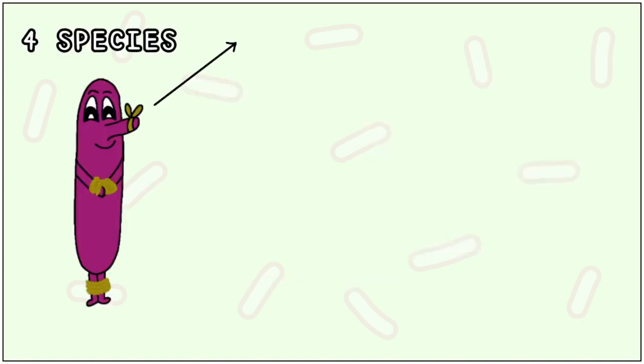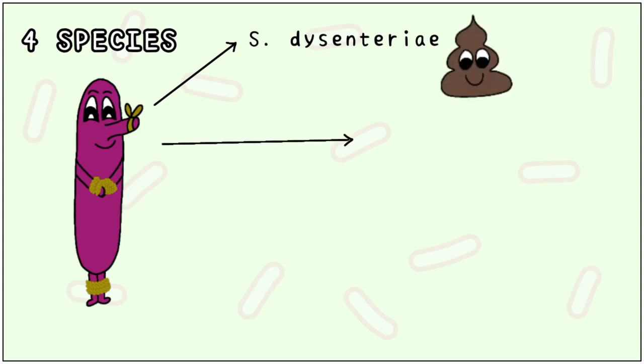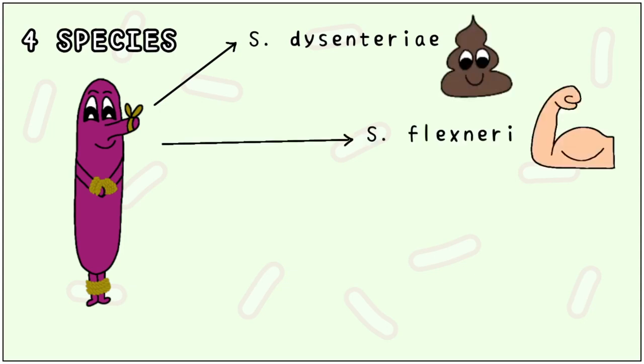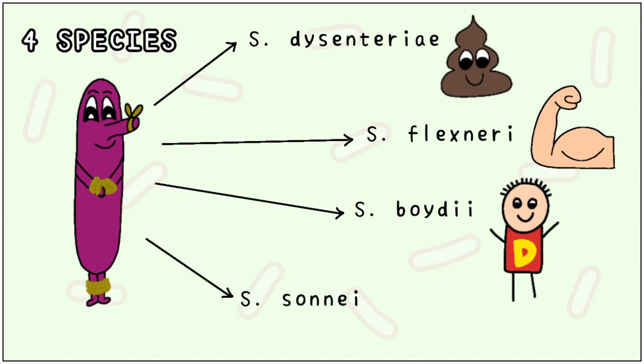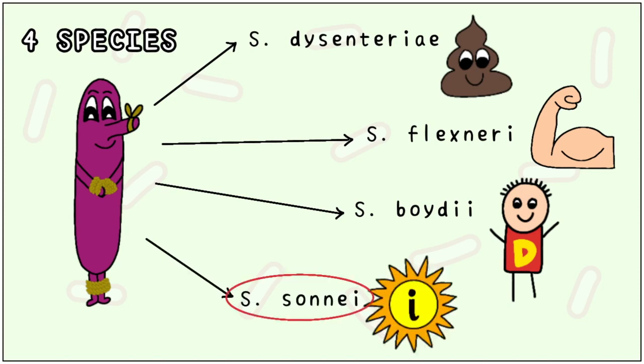Shigella has four subspecies: S. dysentery, symbolized by a poop emoji; S. flexneri, symbolized by a flexed muscle; S. boydii, symbolized with a boy and a D; S. sonei, symbolized by the sun with an eye. Of these, S. sonei is able to withstand the most difficult conditions and is common all over the world. However, it is S. flexneri that is the most common in India.